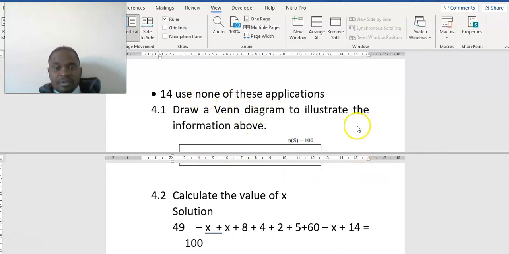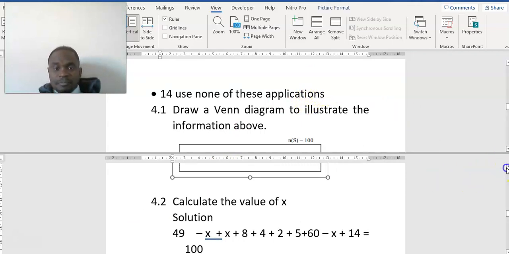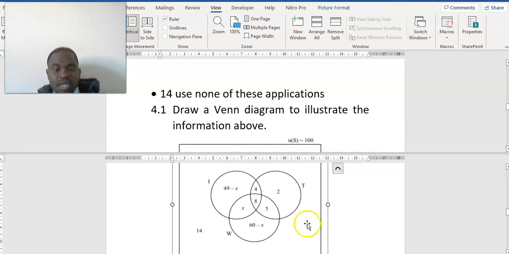Now, we are talking about how to find the 14. It was given in the question. 14 uses none of this application. So it means 14 will be outside WhatsApp, Instagram, Twitter. So 14 people don't use any of the application here. So they are outside. So this is the reason why we have the 14 outside.